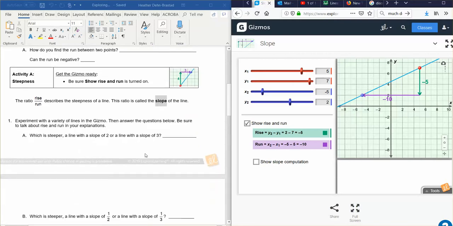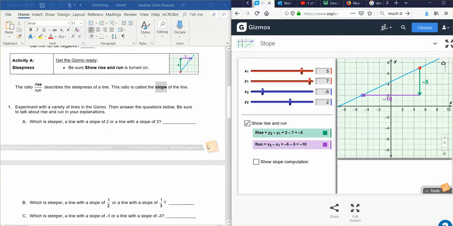All right, now we're going to get ready for some good questions here. Make sure your rise and run is turned on. And here they show that they're subtracting, so that was correct. The ratio, rise over run, describes the steepness of a line. This ratio is called the slope of the line. So it's a special ratio called slope, and it's used for lines.